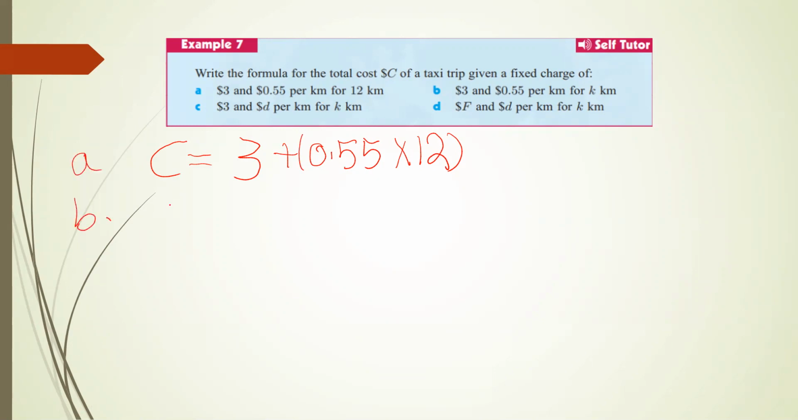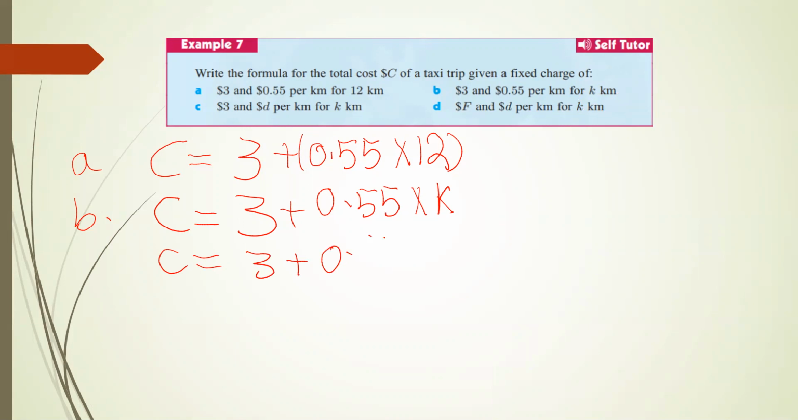As for B, it's quite different because you will pay the 3 in the beginning of the trip, but the 0.55 will be multiplied by k kilometers. At this time, there is no number for kilometers given. It's only for k kilometers. And you can just add the 3 to 0.55k without using the multiplication sign.